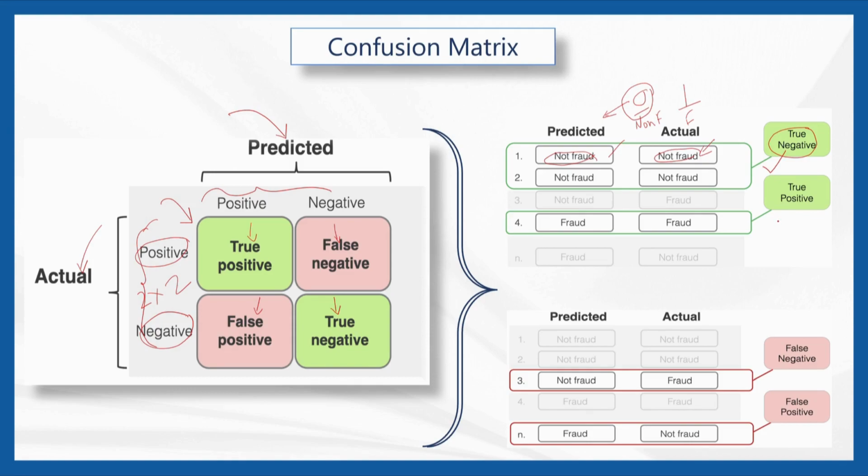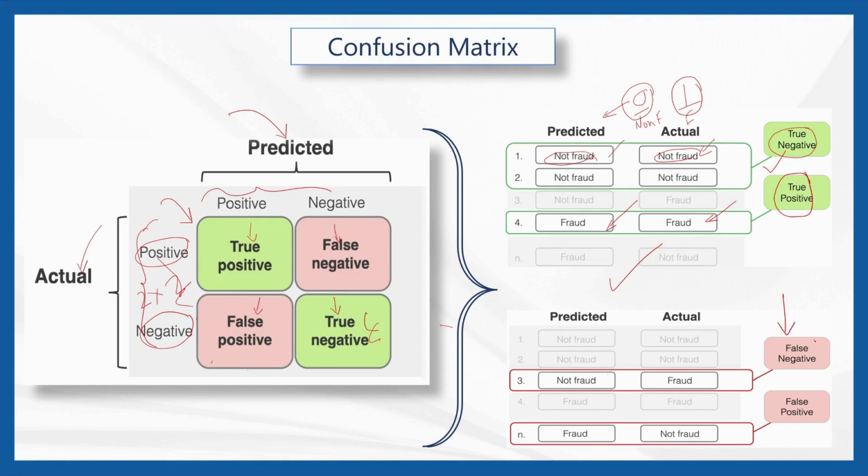Just in the opposite direction, if the actual value is a fraud and the model also predicted it as a fraud, that is a 1, it becomes a true positive, that is, the predictions and the actuals match. Now let's come to a bit more complex ones, false negatives and false positives.